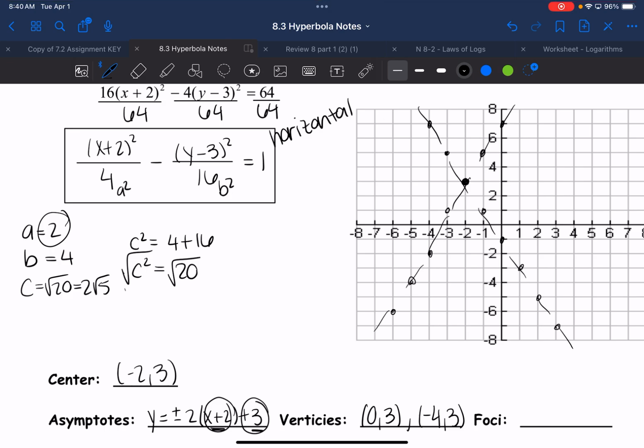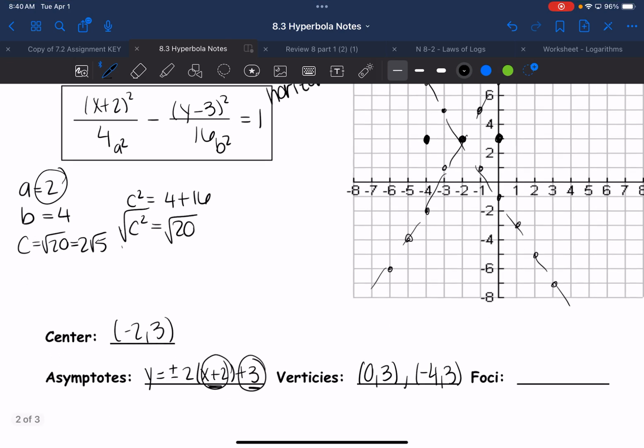Okay, so at 0, 3, I have a vertex. And at -4, 3, I have a vertex. Now I need to find my foci, which again, our major axis is running horizontally, right? So I'm going to add and subtract c to the h value. My h value, again, was that -2. But this time we're adding and subtracting a square root. I don't expect you to know perfectly what that would be. So we'll just write it as -2 plus or minus 2 square root of 5, 3.